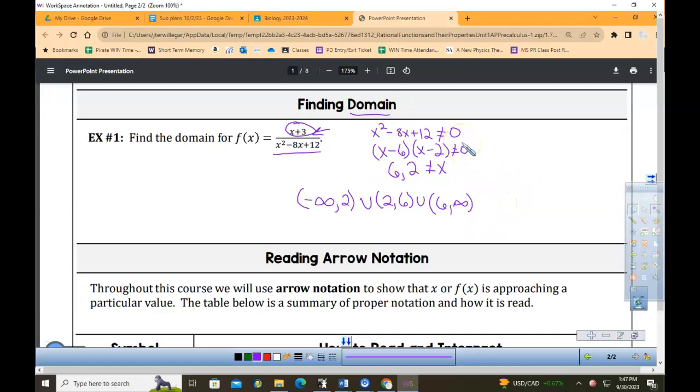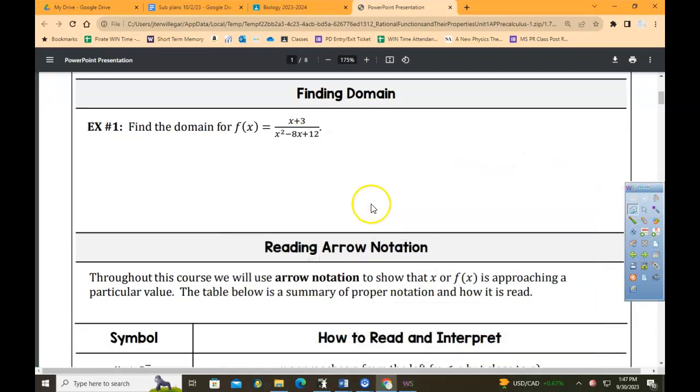Now, what's happening at 6 and 2? Well, if x can't be 6 and 2, that means these are going to be some sort of vertical asymptote. Okay? Keep that in the back of your head. You may have done something with this last year in Algebra 2, more than likely.